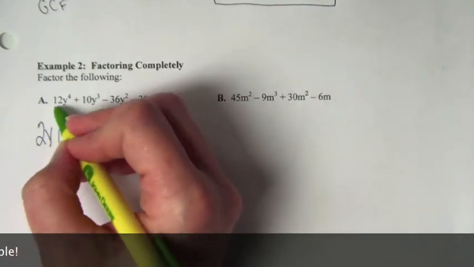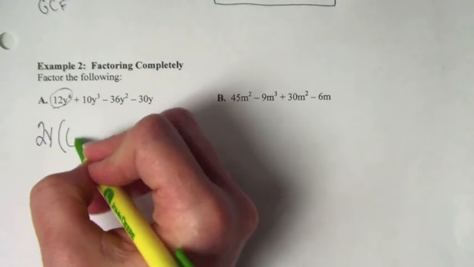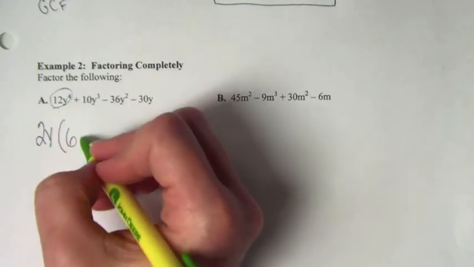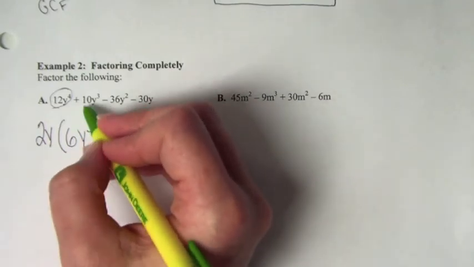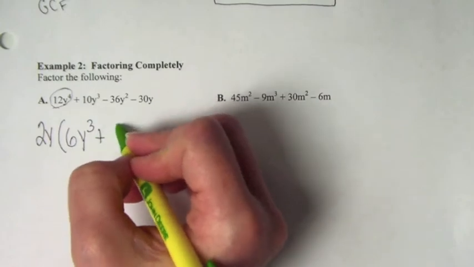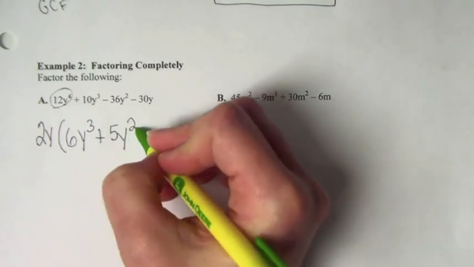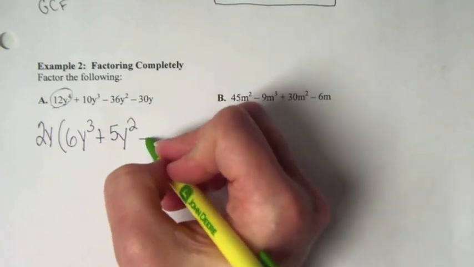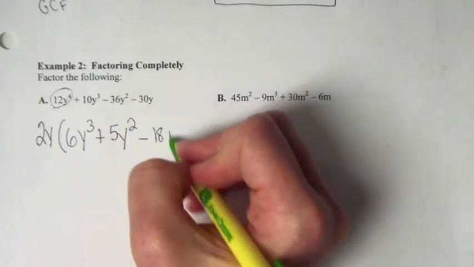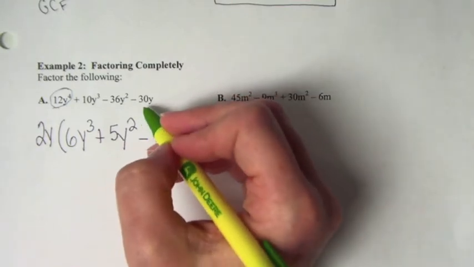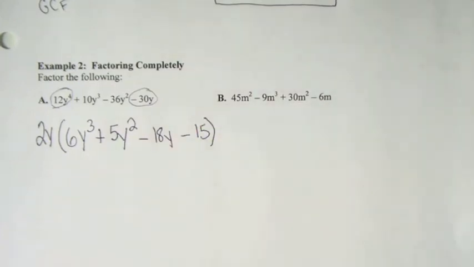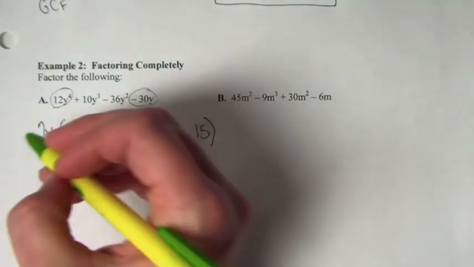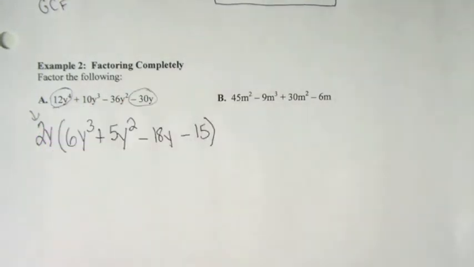If we take a 2y out of 12y to the 4th, that's going to leave us with a 6, and since we've already taken one y out, we have 3 y's left, so y cubed. And then do that with the 10y cubed. Take out a 2, we're going to have a 5 left, and then y squared left. The next one, you're going to have a negative 18y. And then if we take a 2y out of this one, we're going to have negative 15. On these kinds, when they're bigger numbers like this, usually there's a big common factor that we can take out. Now we can't forget about that. We're going to come back to it later.